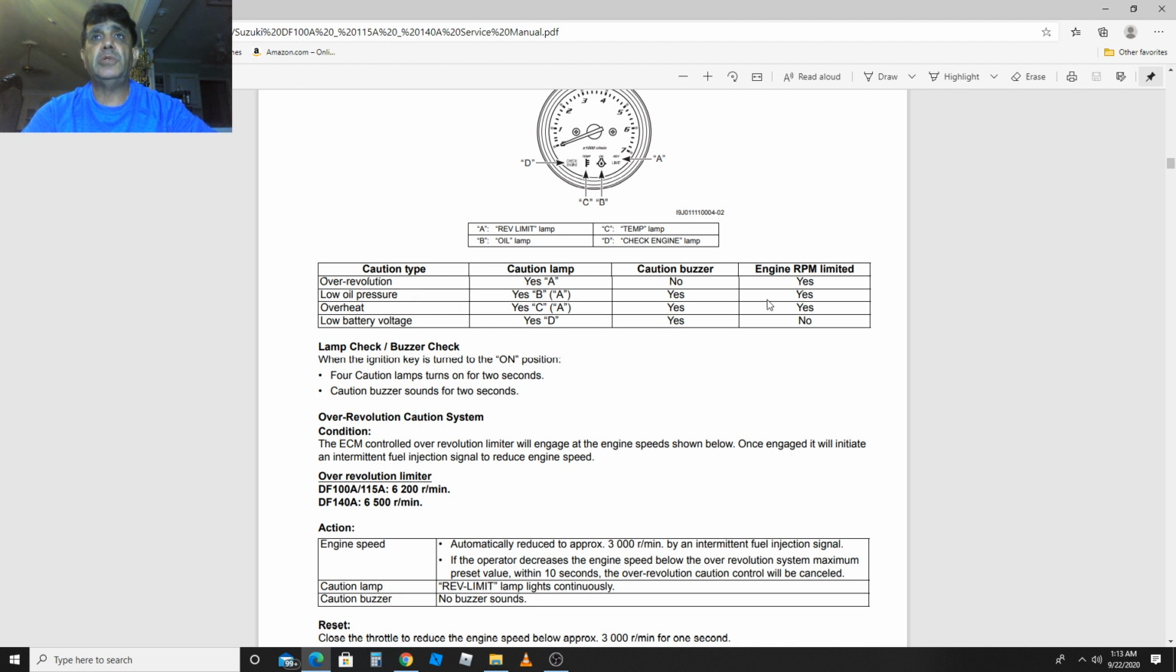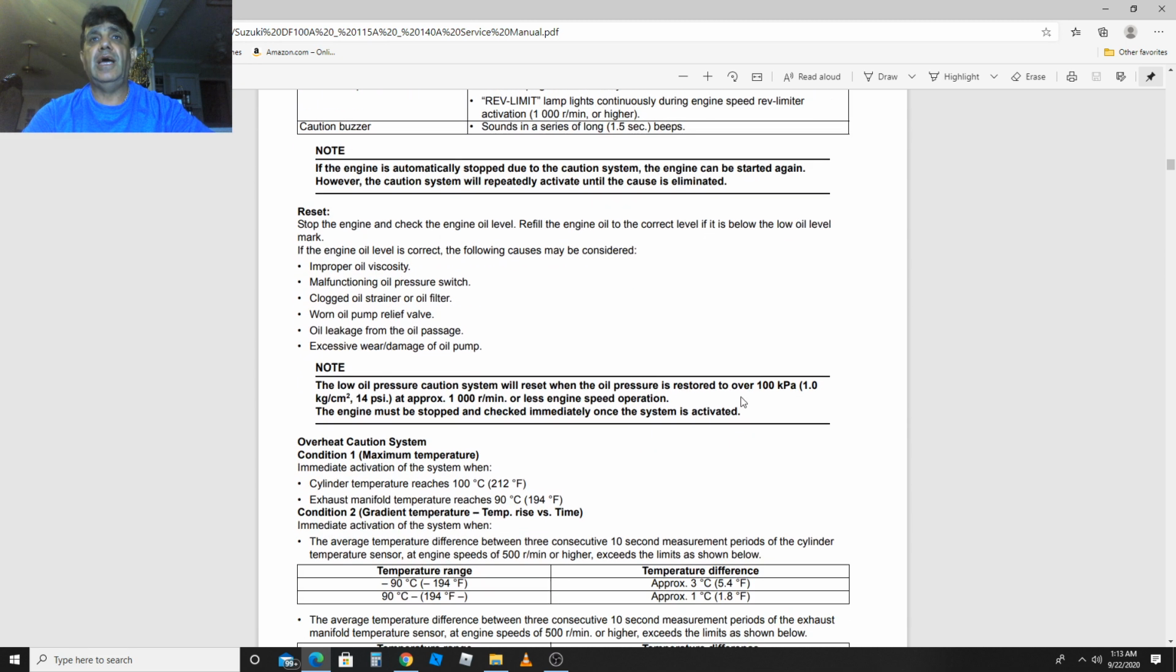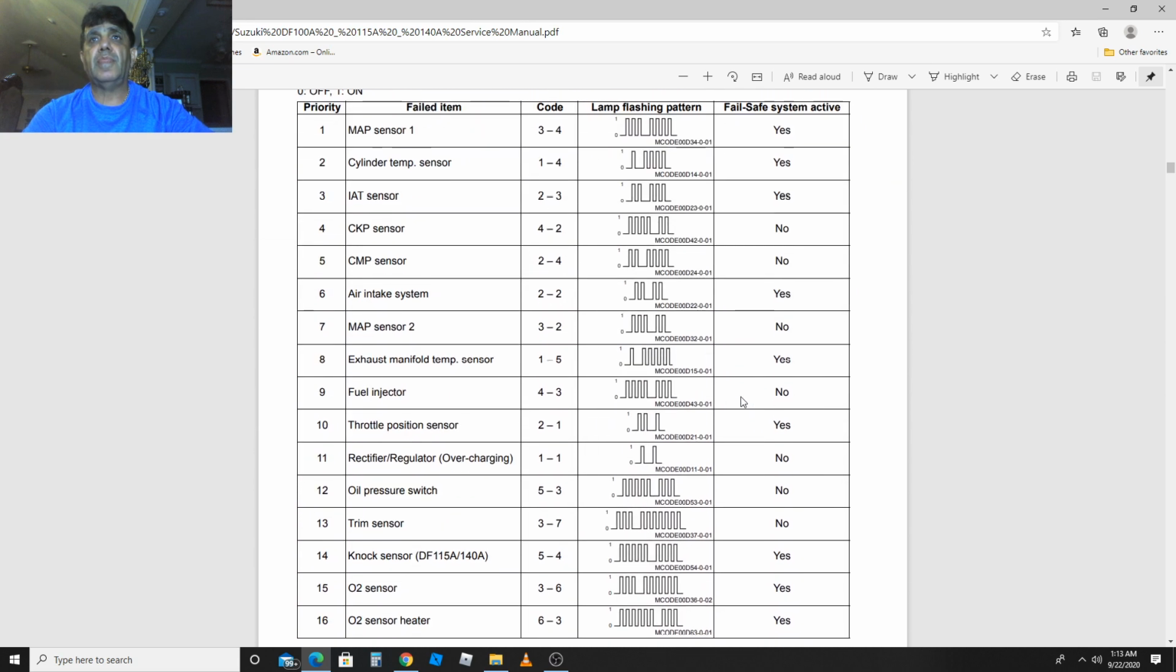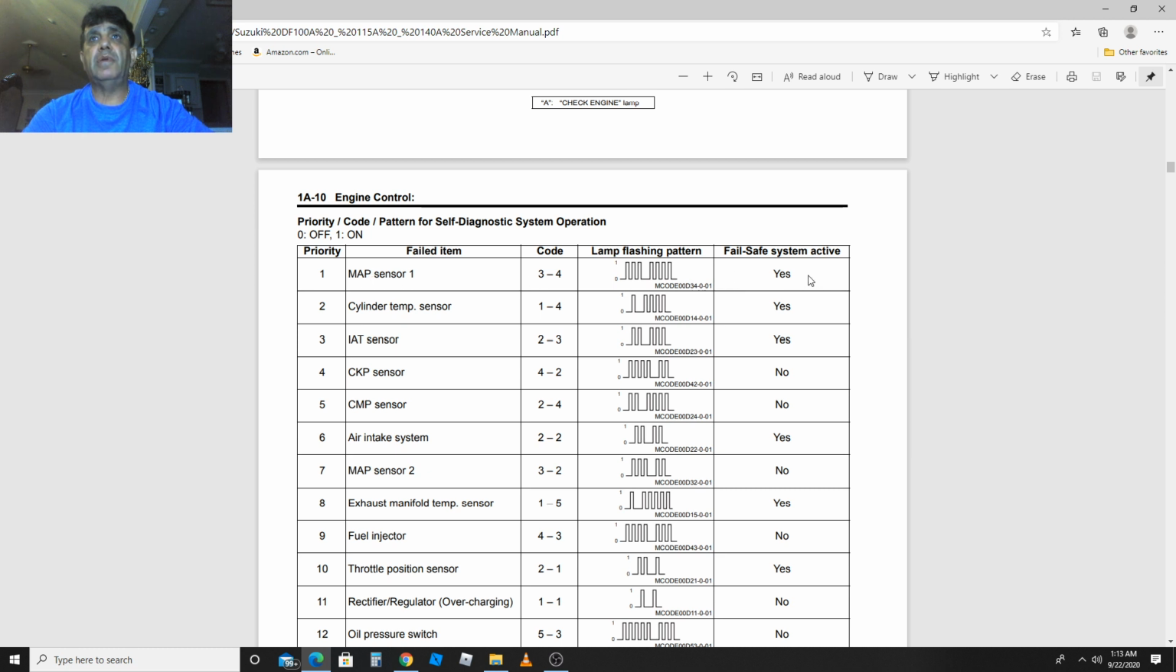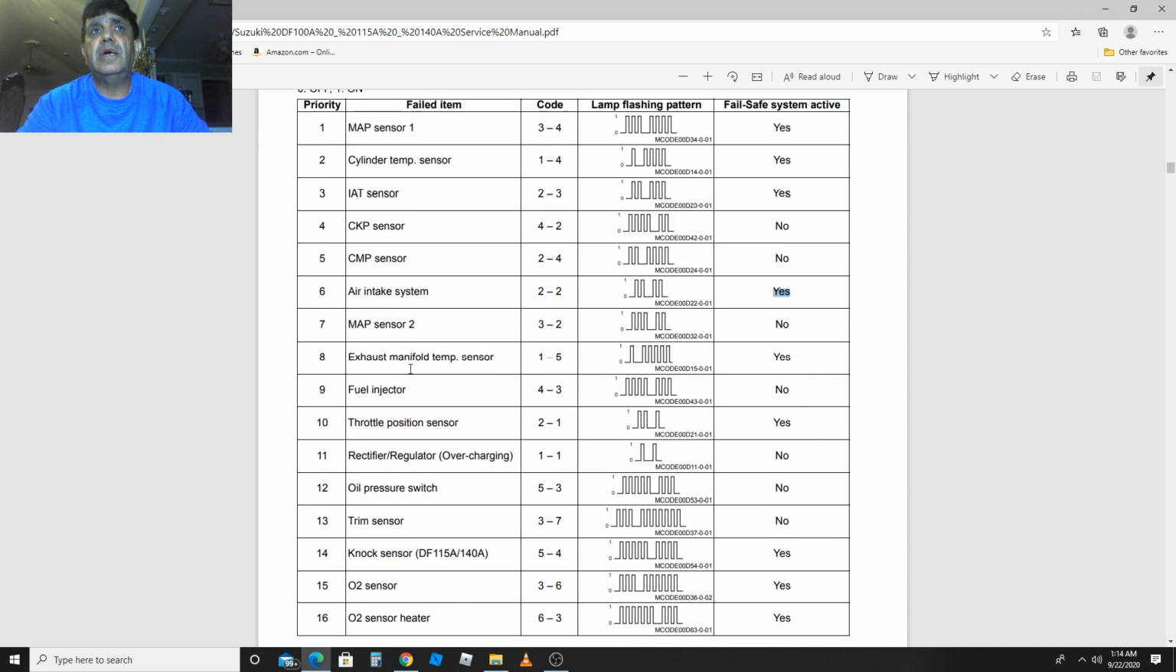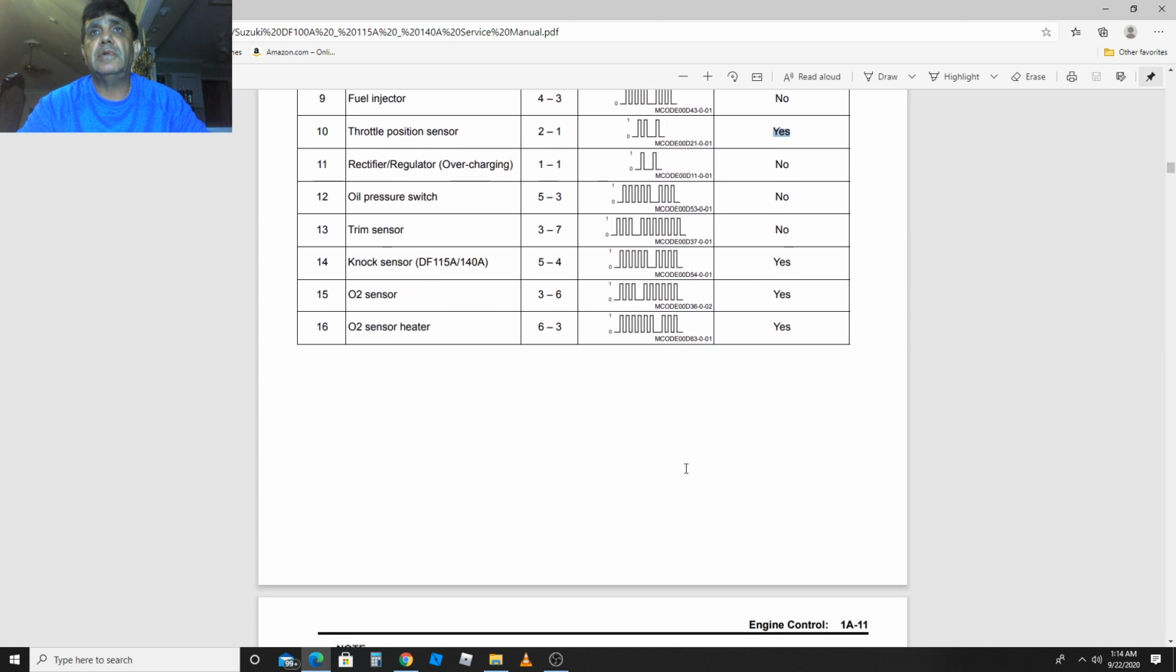So low oil pressure will kick in the limiter. Overheat will kick in the limiter. And we're going to speed up and go down. Here, map sensor is a yes. Fail safe system activated. Cylinder temperature, yes. IAT, which is intake air temperature, kicks in the limiter. Air intake system kicks in the limiter. Exhaust manifold temperature kicks in the limiter. Throttle position sensor kicks in the limiter. NOx sensor kicks in the limiter. O2 sensor, that's ridiculous. O2 sensor heater, that's another ridiculous.